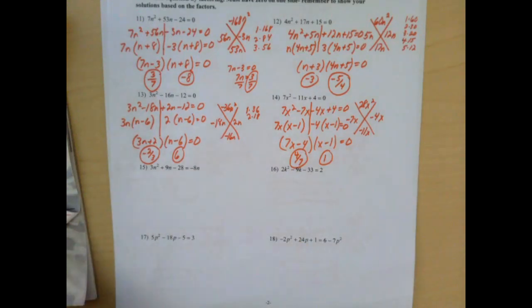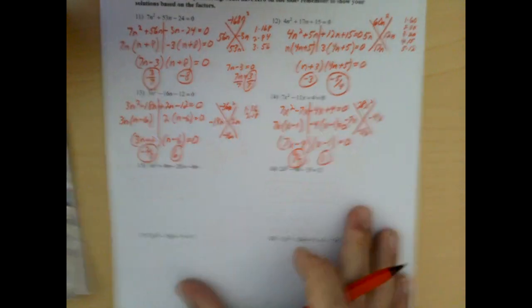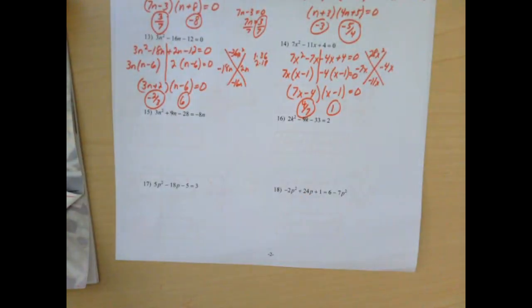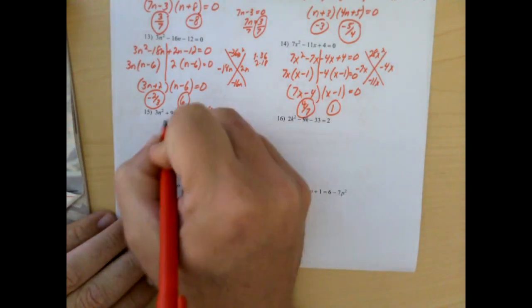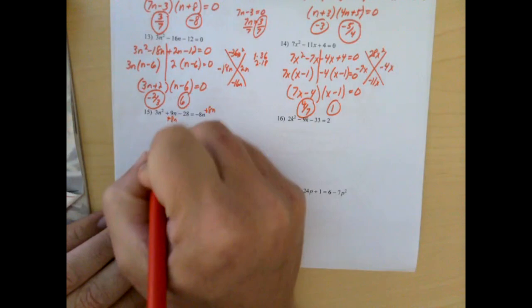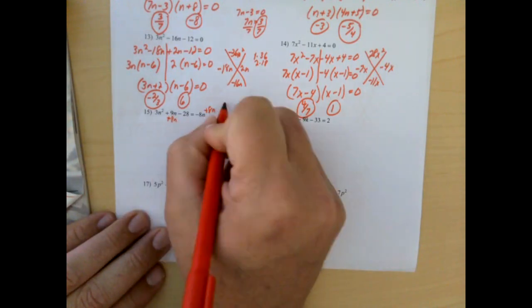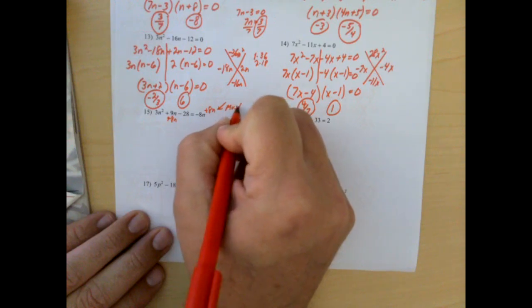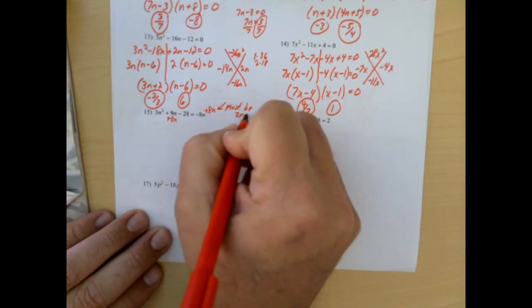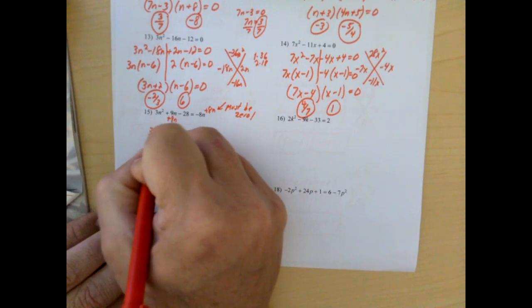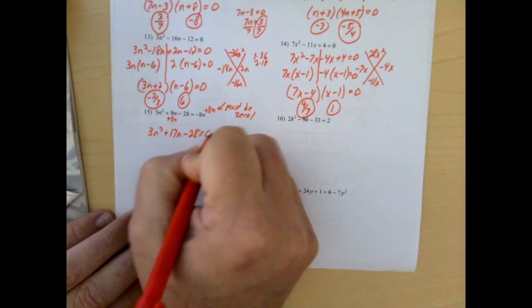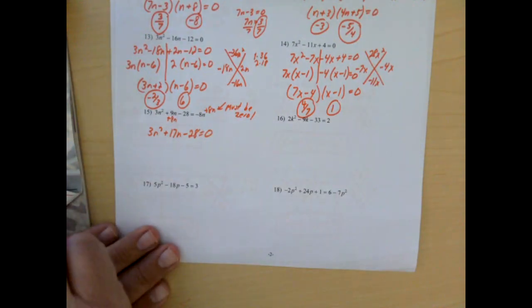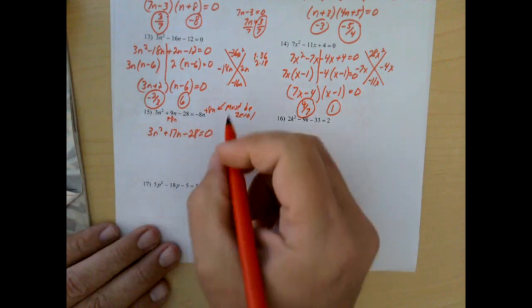Okay? Now, last couple, not 0. Okay, all the other ones we could start right away by factoring because it was equal to 0. Well, here we have an extra move. You must get this in standard form. Okay, so this must be 0. So 3n squared plus 17n minus 28 equals 0. 3 times 28 is going to be 84.